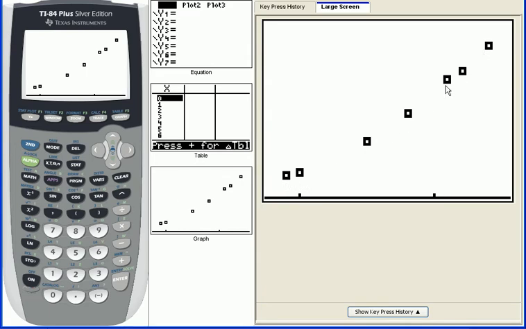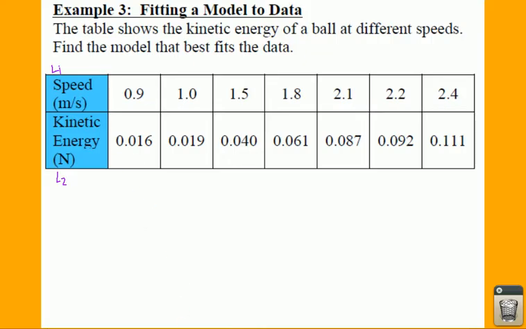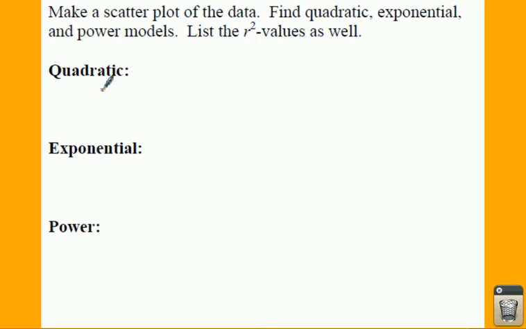And it's kind of hard to tell, okay, does that follow a quadratic model? Would a linear model be best? Or would it be an exponential model? So we're going to try to find all of these models, except for the linear. I guess we're going to find the power model instead. So if we're going to find the quadratic, we also need to list the r-squared values. So we're going to put all these r-squareds along here.